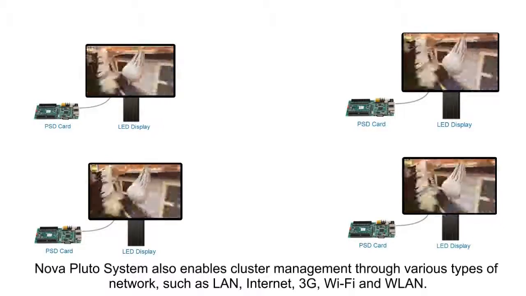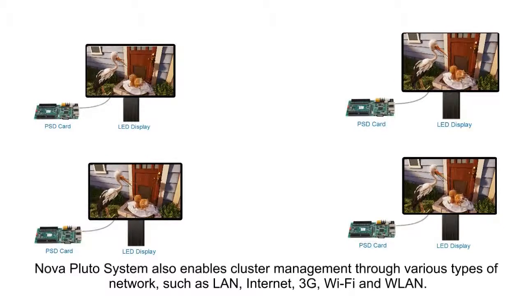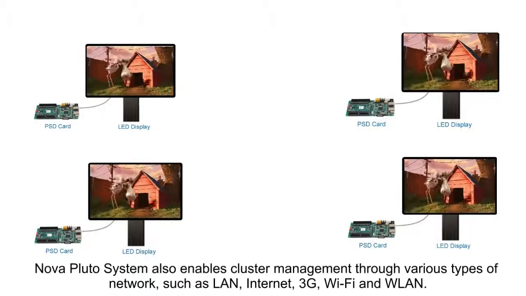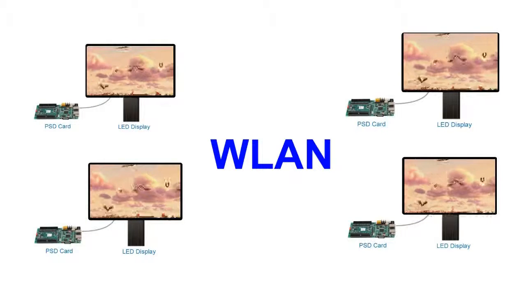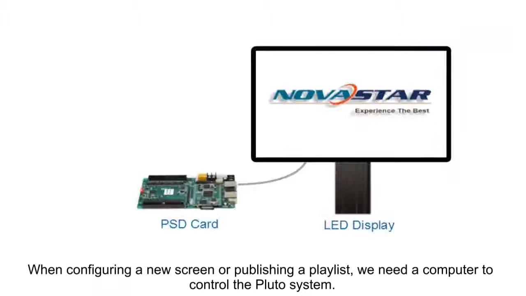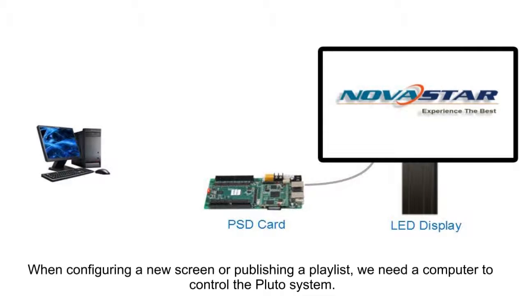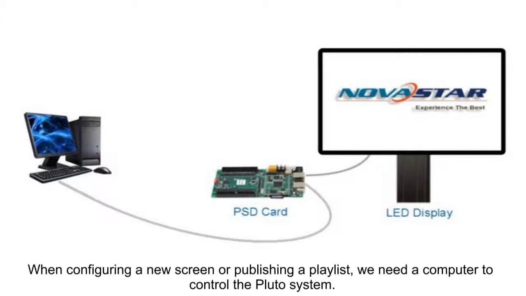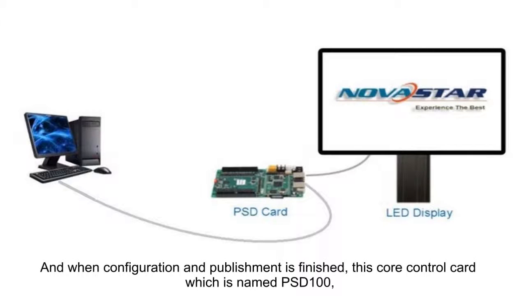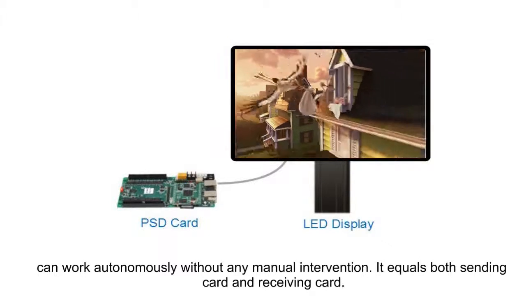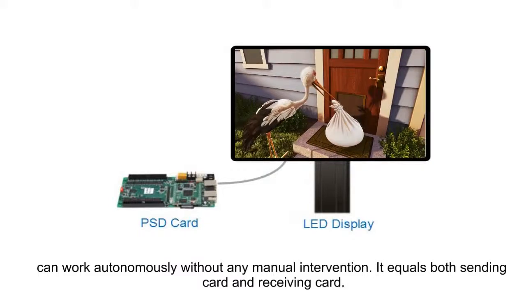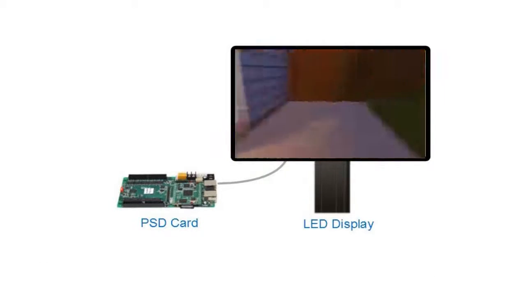The Nova Pluto system also enables cluster management through various types of network, such as line, internet, 3G, Wi-Fi, and W-line. When configuring a new screen or publishing a playlist, we need a computer to control the Pluto system. And when configuration and publishment is finished, this core control card, which is named PSD100, can work autonomously without any manual intervention. It equals both sending card and receiving card.